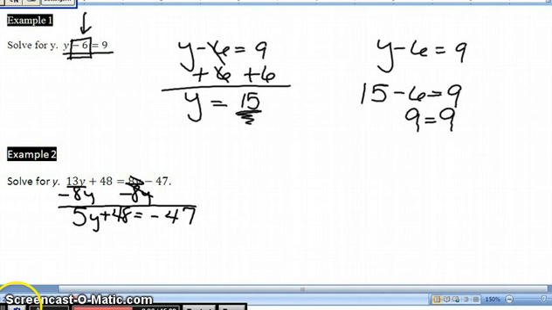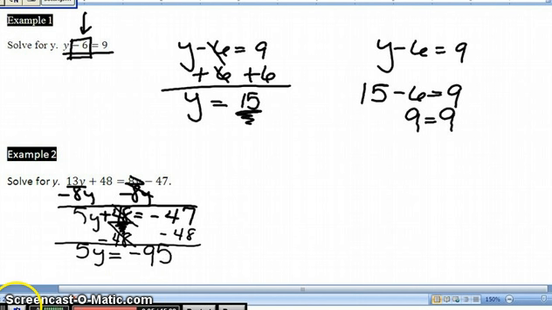So, looking at this, I want to isolate y. The next thing, I want to get rid of all the other terms. In this case, it's going to be the positive 48. So I'm going to subtract 48 from both sides. Sorry, guys. Minus 48, minus 48. And I have 5y, positive 48, negative 48 cancel, equal negative 47 plus negative 48 is negative 95 when I add those integers.